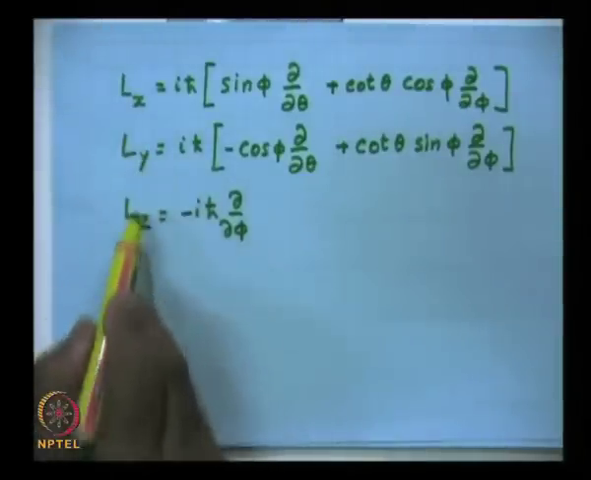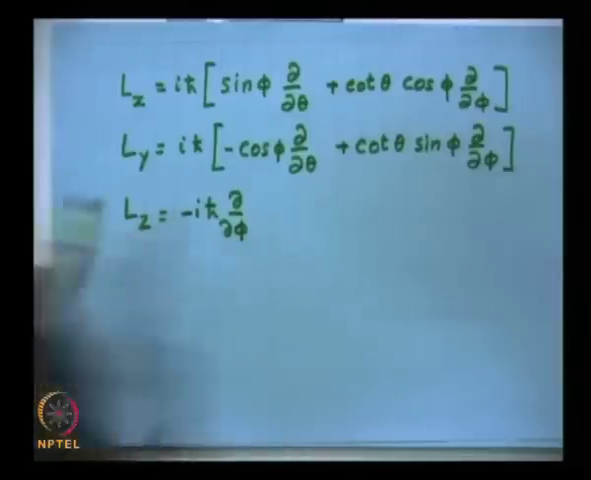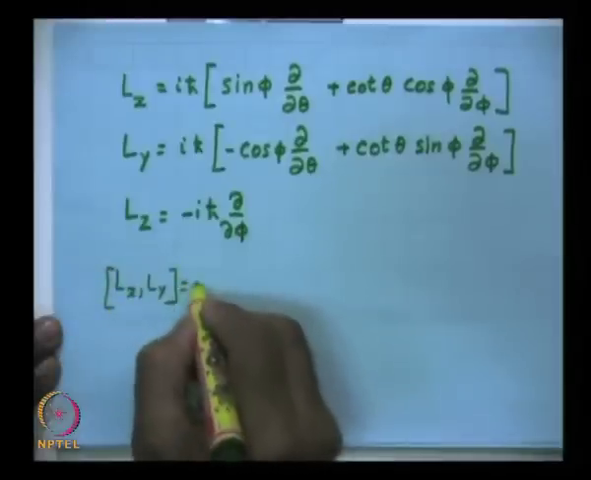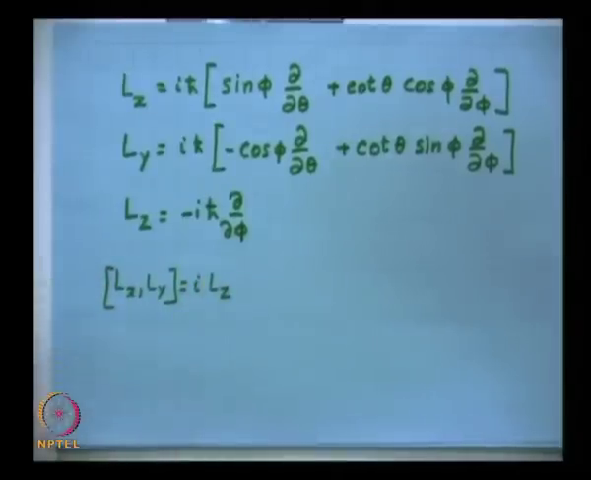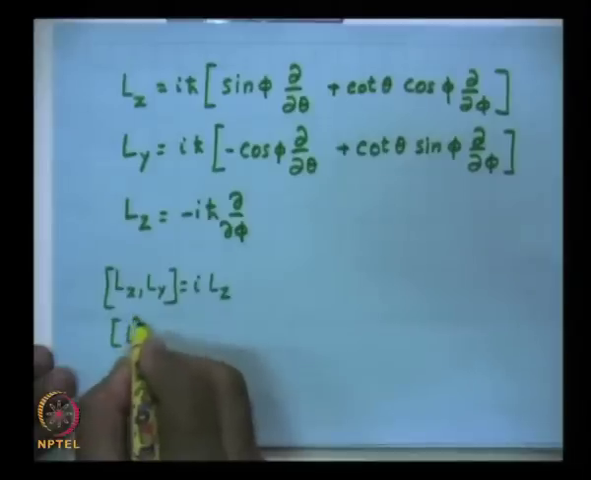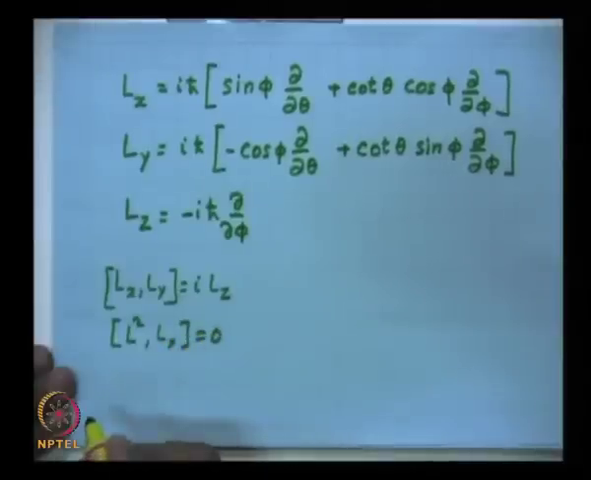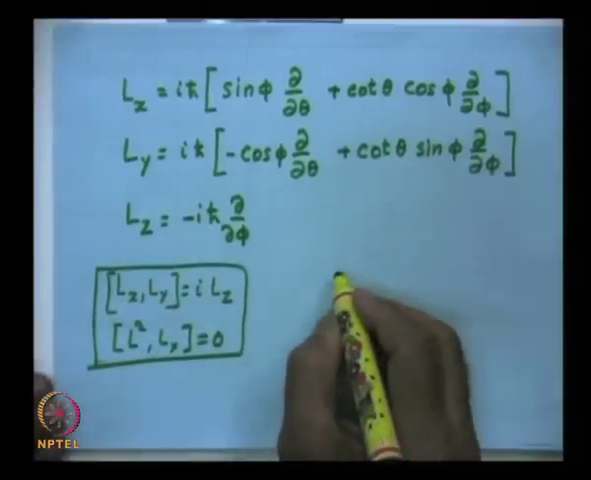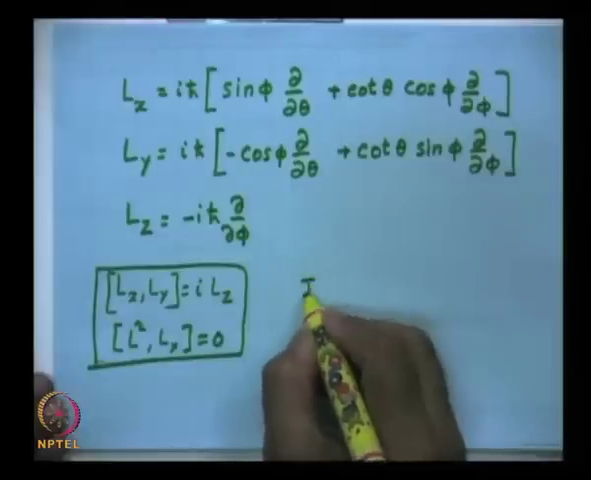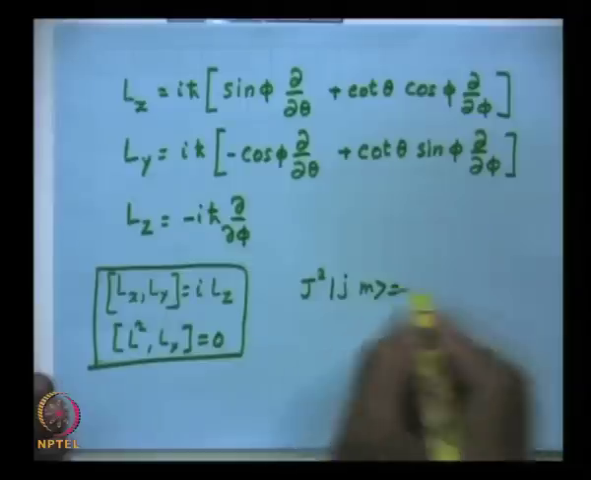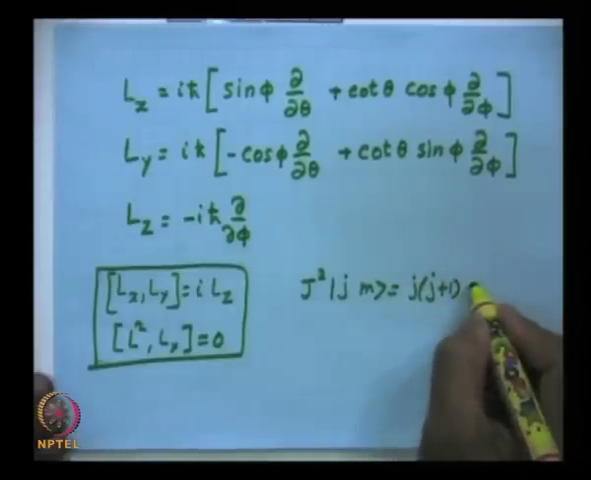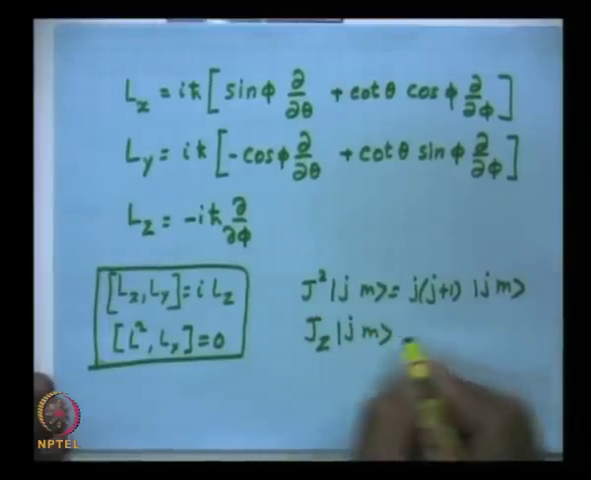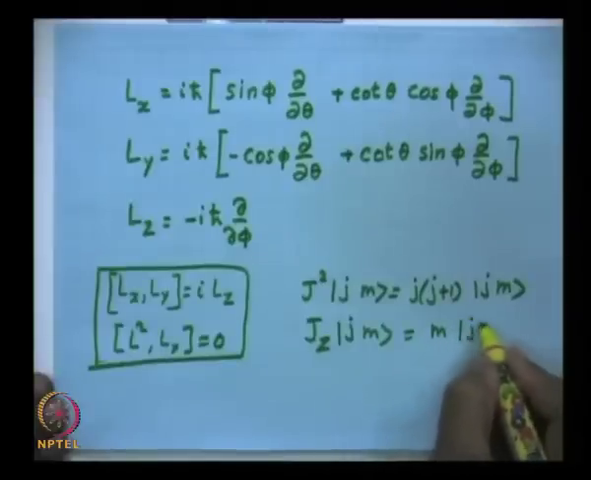Now, these obviously satisfy the same commutation relations, that is [L_x, L_y] = i L_z, and also [L², L_x] = 0. So, using just these commutation relations, we had found that J² has eigenvalues j(j+1)ħ², and |j, m⟩ are simultaneous eigenkets of J² and J_z.